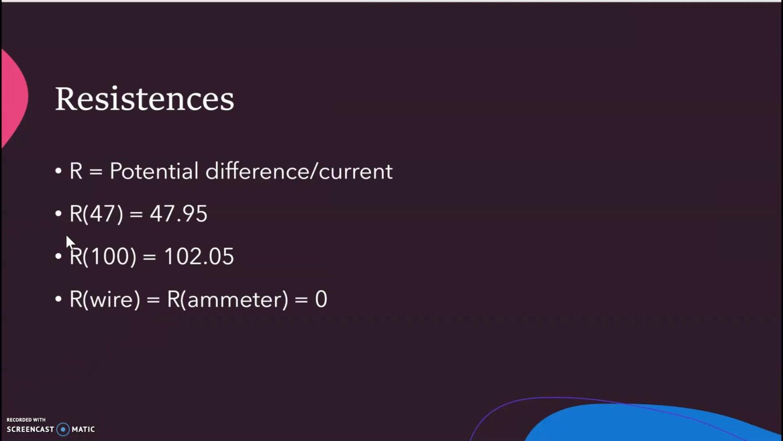Calculating experimental resistances, we use that R equals the potential difference divided by the current. So the resistance from the 47 ohm resistor was 47.95. The resistance from the 100 ohm resistor was 102.05. The resistance of the wire is equal to the resistance from the ammeter, which is equal to 0.